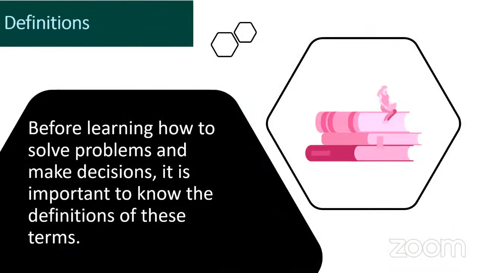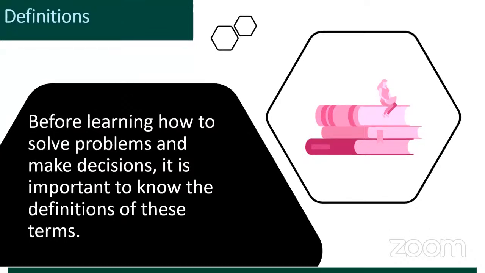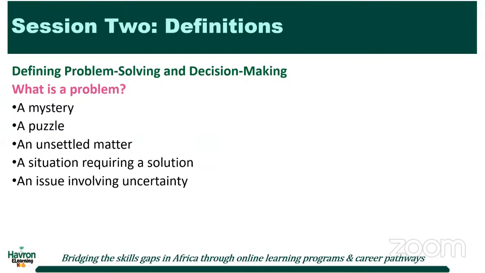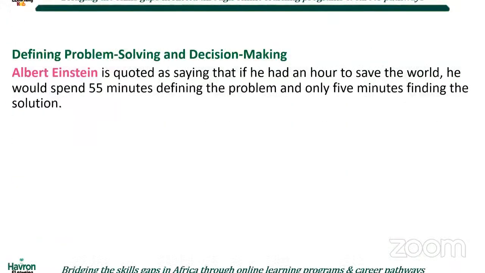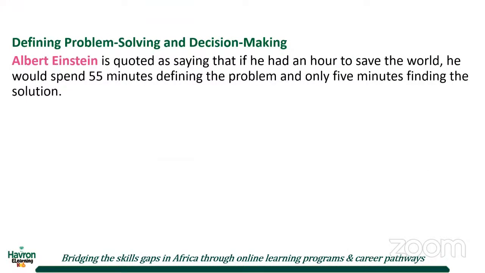Okay. So now, what specifically is a problem? Next slide. A problem can be a mystery to some people. It can be a puzzle. It can be an unsettled matter, a situation that requires solutions, or even an issue involving uncertainty that needs to be dealt with. So, most times on a daily basis, we have one problem or the other to solve.